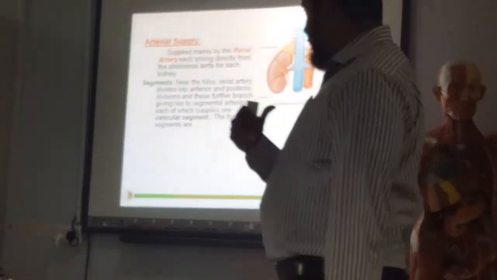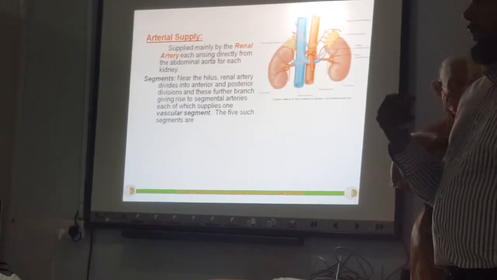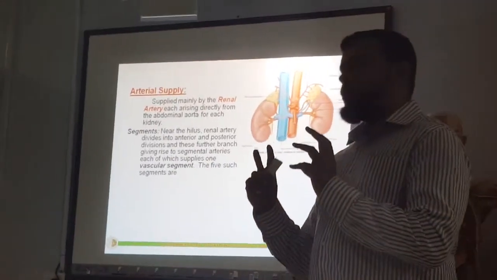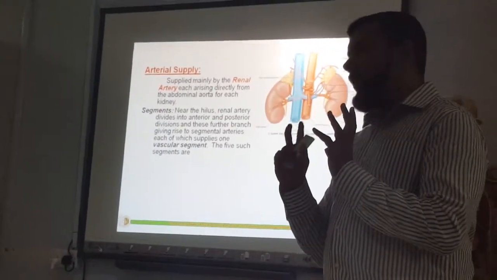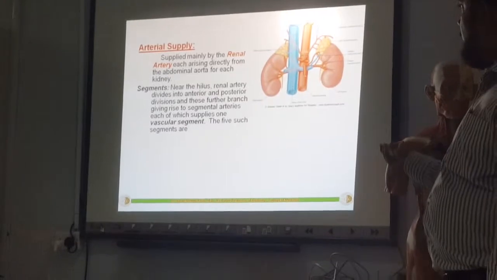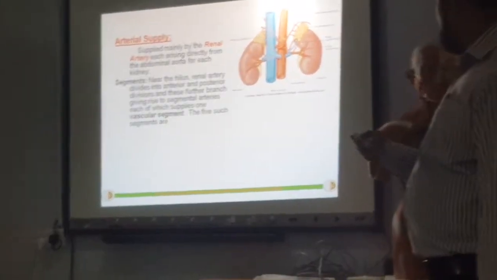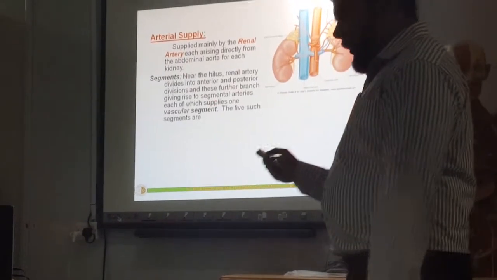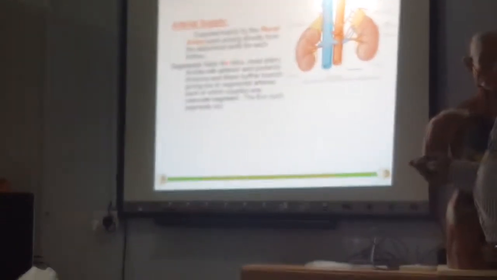If you see the development, we'll talk about the development in short later. It is actually in the form of lobes or segments which join together. There are 12 segments which are joined together, and then it is formed into a complete kidney. So that's why you can see the lobulation still. Okay. So each segment is supplied by a segmental artery.